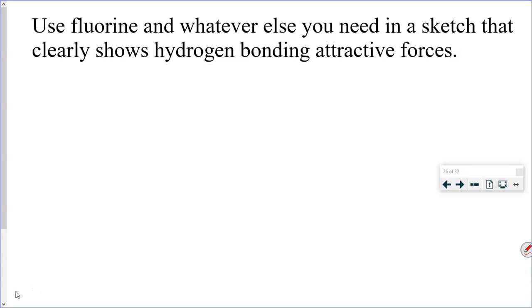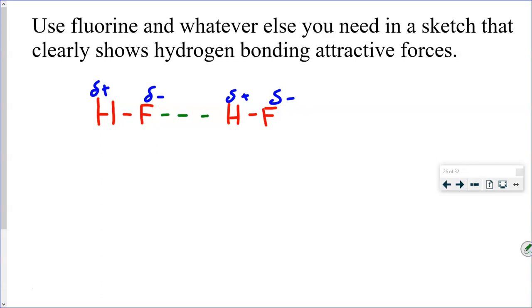Okay, so all we need is a hydrogen and a fluorine on one molecule and a hydrogen and fluorine on the next. Fluorine's more electronegative, so it gets the partial negative. Hydrogen is less, it gets the partial positive. Same thing over here. And then obviously the partial negative of the left-hand molecule is going to be attracted to the partial positive of the right-hand molecule, and we get this hydrogen bond.